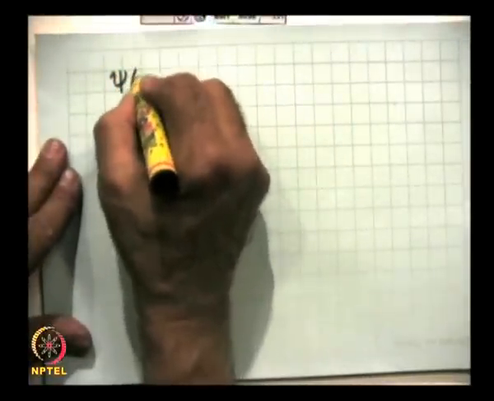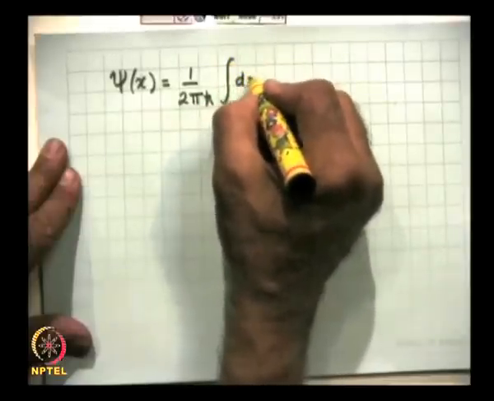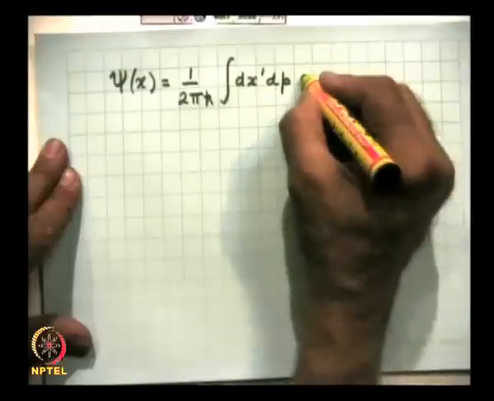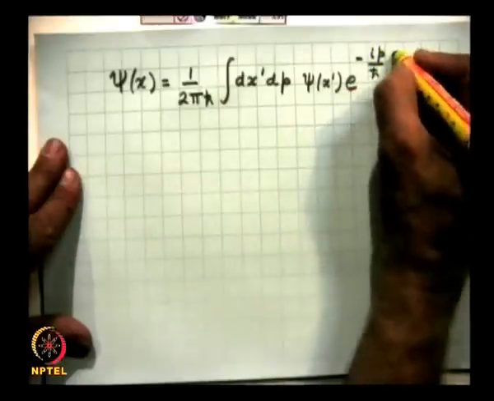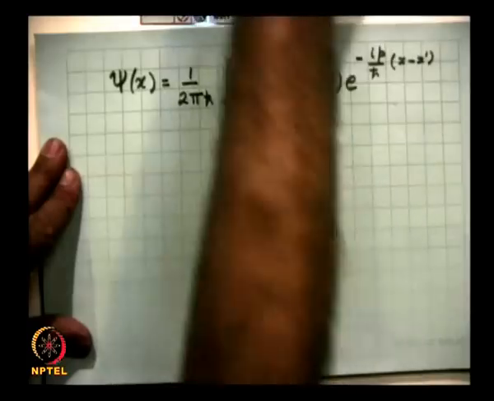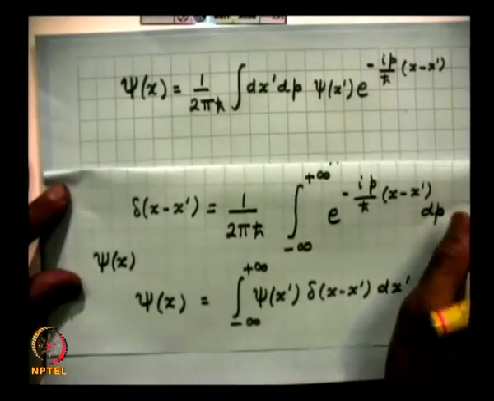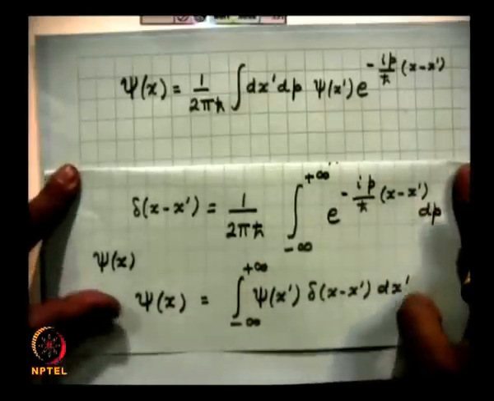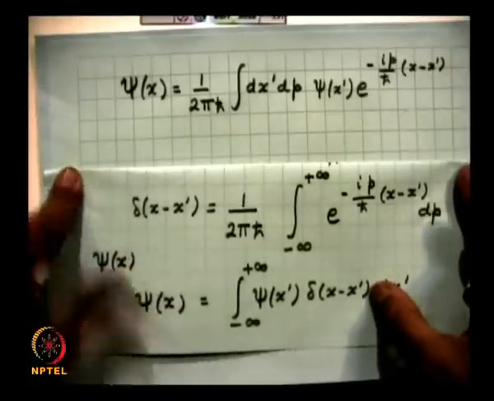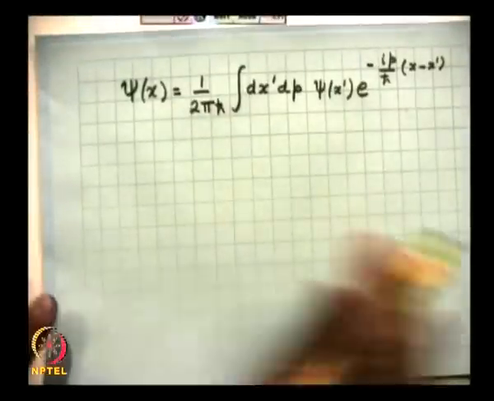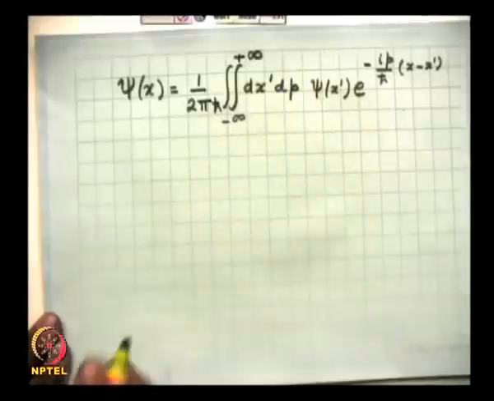So, what I will get is psi of x is equal to 1 over 2 pi h cross, where one integral is over x prime and one integral is over p. So, psi of x prime e to the power of minus i p by h cross into x minus x prime. So, if you recollect that we had these two equations, delta of x minus x prime was equal to this and psi of x was equal to this. We have substituted for delta of x minus x prime from the top equation in the bottom equation. Then both integral limits are from minus infinity to plus infinity.